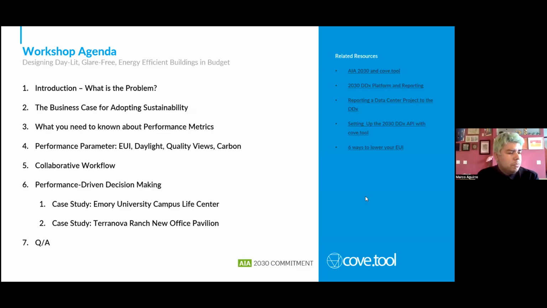We're going to talk about different performance metrics you need to know more about, specifically how energy models work, daylight models work, quality analysis, and carbon studies, and what it means to run those types of analysis to make decisions about your building and how you can communicate that to your project team and clients to have a more effective conversation. We'll talk about the collaborative workflow, how to deliver an integrated project delivery team, what that looks like within this kind of workflow, and then finally just close out on some case studies.